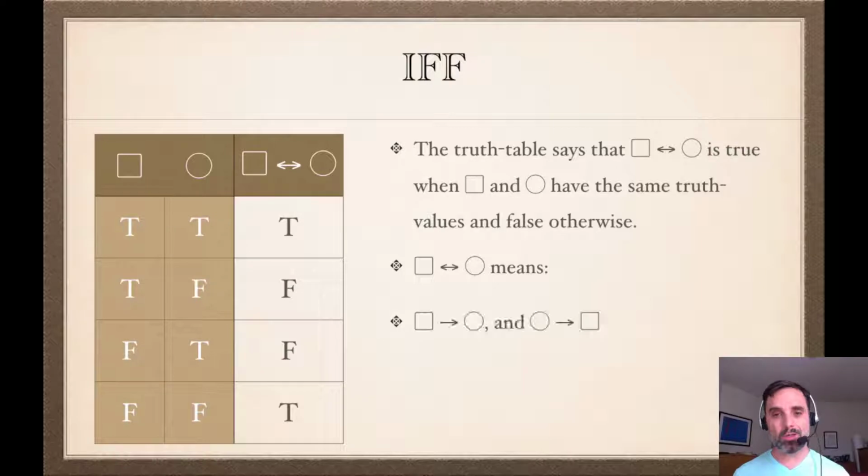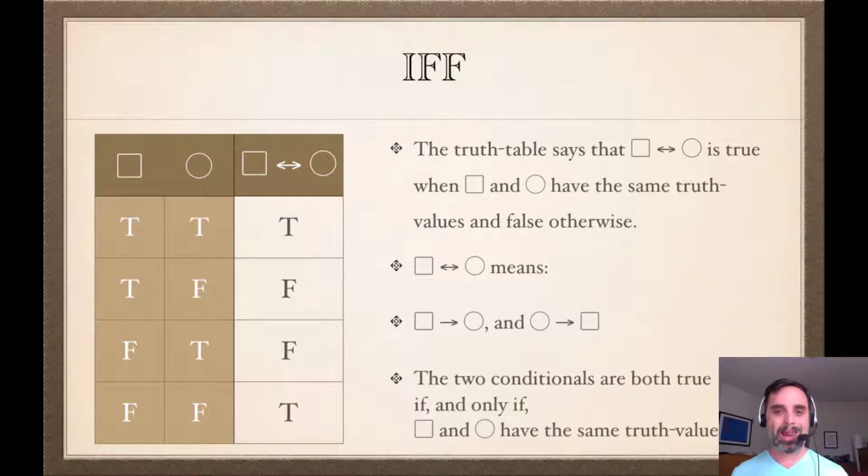Now, as it turns out, we can read square if and only if circle as meaning square if circle and circle if square. The two conditionals are both true if square and circle are both true, and both true if square and circle are both false, and if square and circle have different truth values, then one of the conditionals is false. So one way of saying what square if and only if circle means is that it means the same thing as square if circle and circle if square. A different way of saying what it means is that square and circle have the same truth value. Those are different ways of saying the same thing.